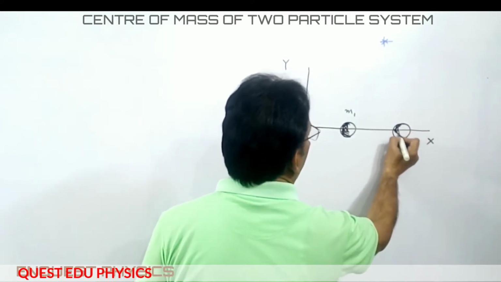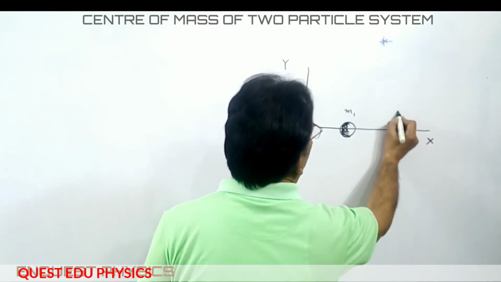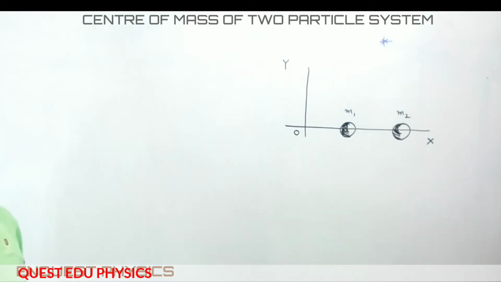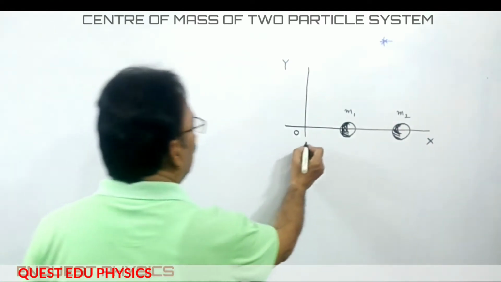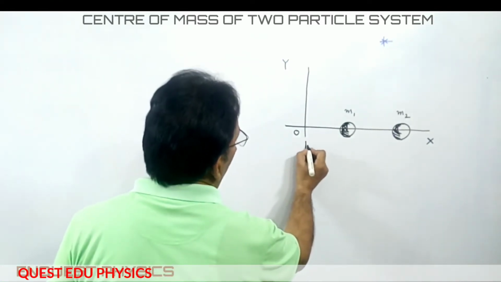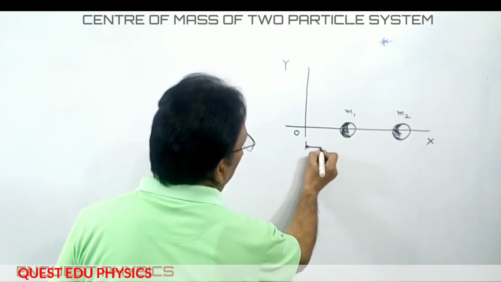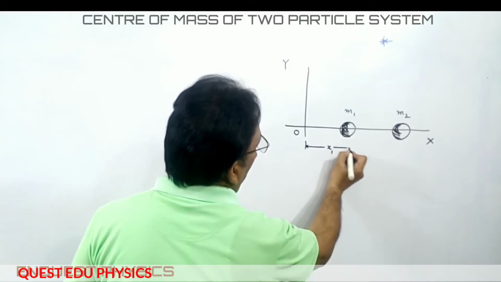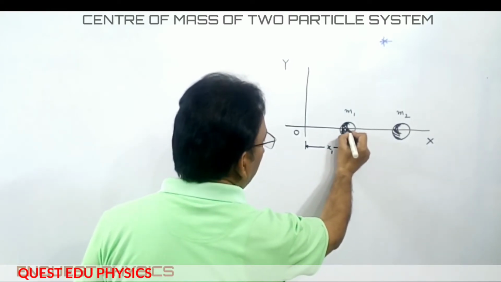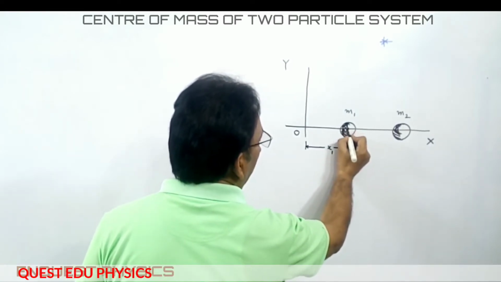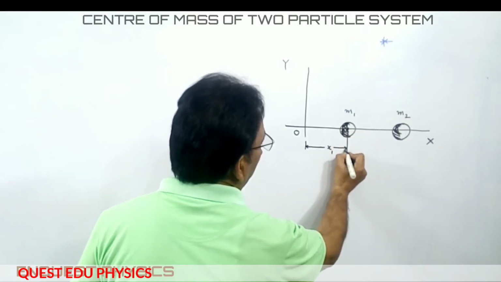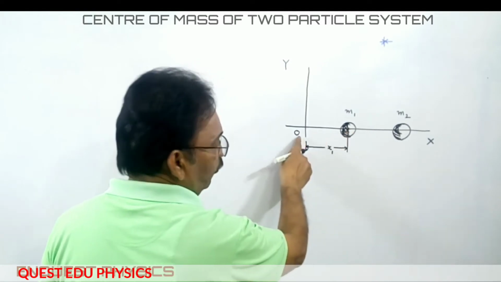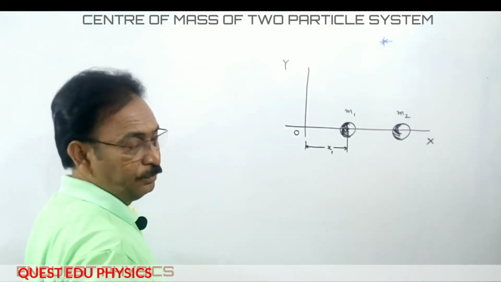Okay, students, it is another body which has a mass of m2. Now see the location of the center of mass of the body. The distance I am taking is the location of the center of mass, and the distance of the center of mass of this body from the origin is x1.